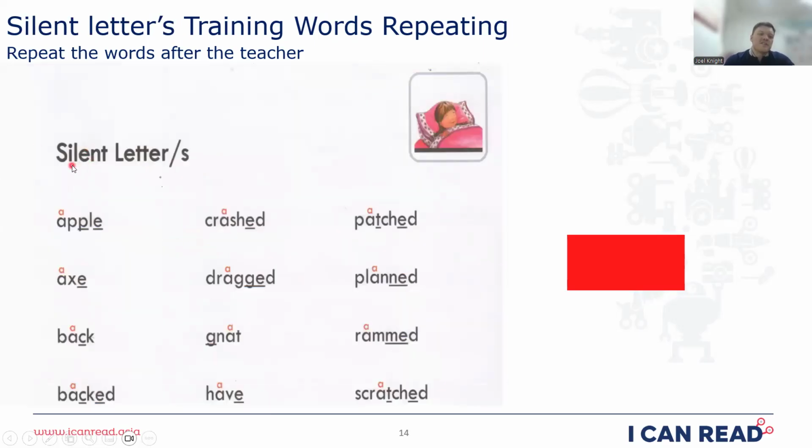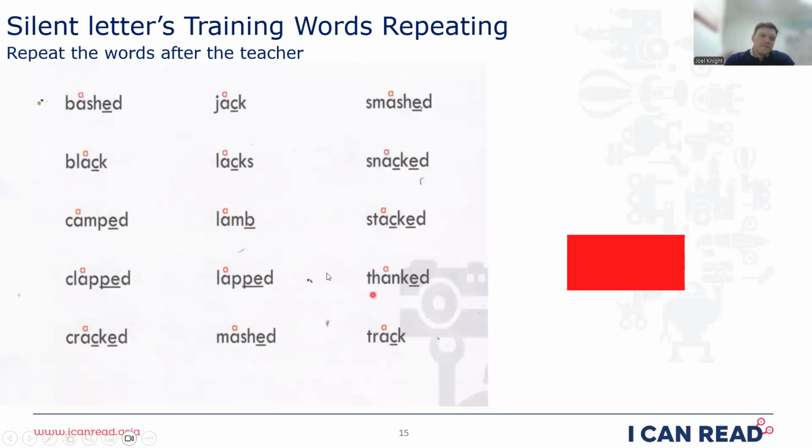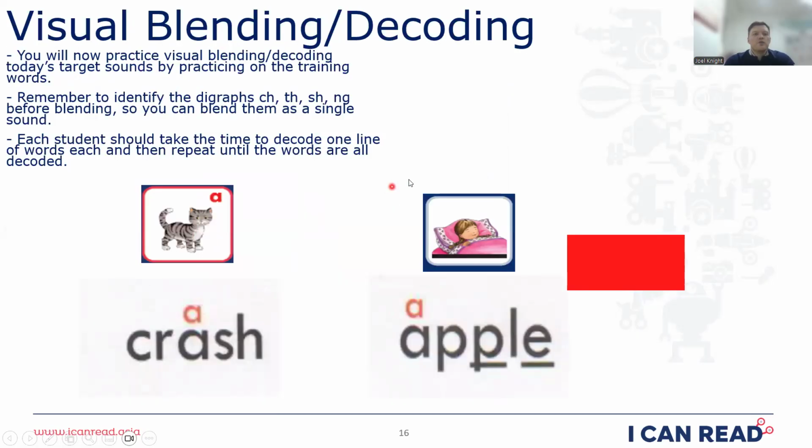All right, then we'll move on to the silent letters. Once again, repeat the silent letters. Apple, crashed, patched, axe, dragged, planned, back, gnat, etc. Bash, jack, smashed, black, lax. Go through them all. The next part is we're going to practice visually blending or decoding the training words. So we'll get the students to do it.